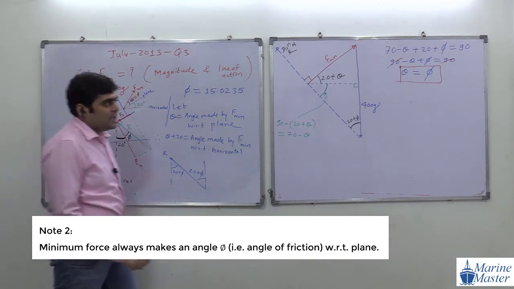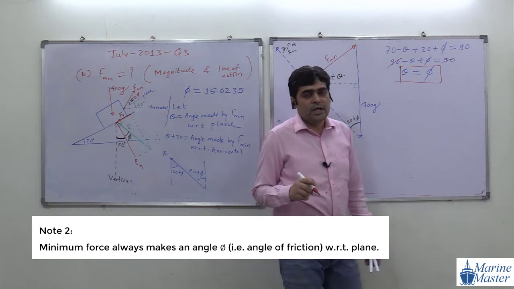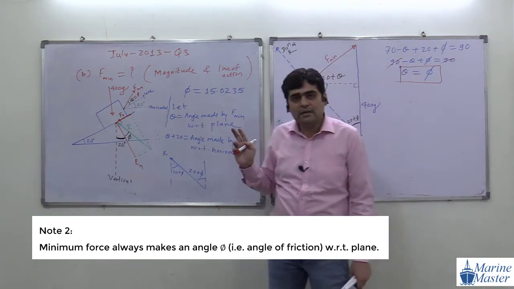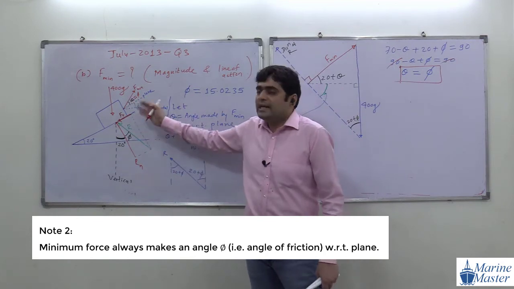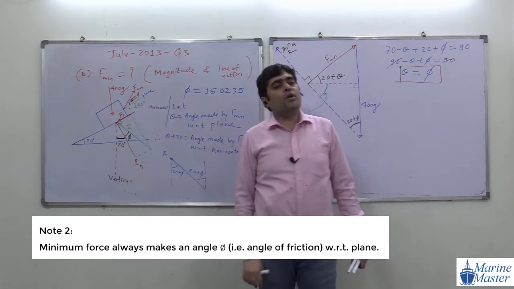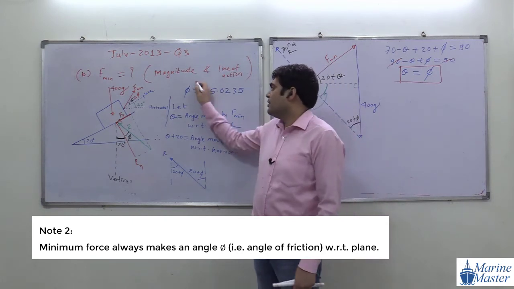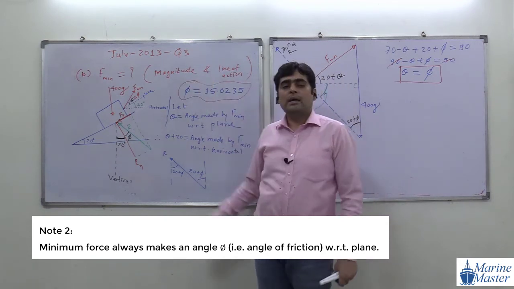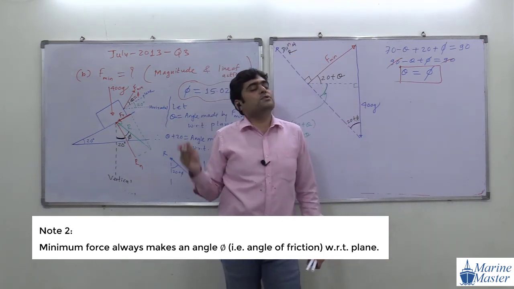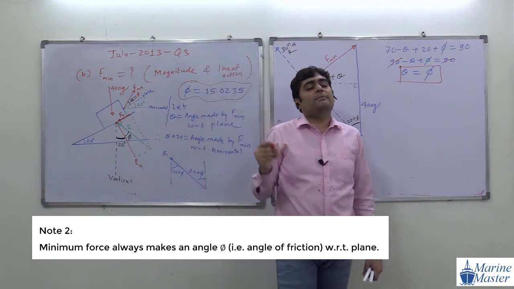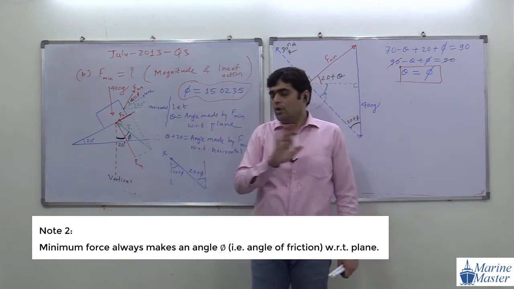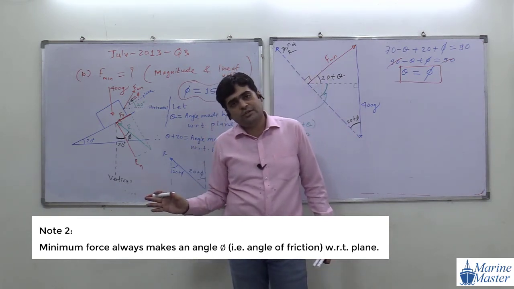So whatever the second note we have given: minimum force with respect to the plane, what angle is it making? We assumed theta, but by doing the calculation we came to know that theta will become equal to phi. And what is the meaning of phi? Phi means the angle of friction. So minimum force always makes an angle phi, the angle of friction, with respect to the plane. Anyone have any doubt in this discussion?